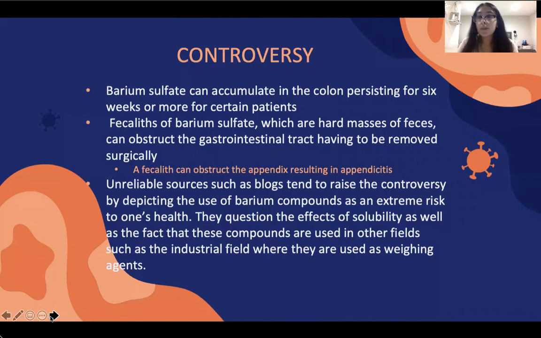I mention 2 examples of the extremes that this medication can lead to. It can accumulate in the colon for 6 weeks or more for elderly patients or patients with colon problems. This is very frightening since the substance should not be in your body for that amount of time. Another example is that it can create phagocytes, which are hard masses of feces, and they obstruct the gastrointestinal tract and have to be removed surgically. For example, they can obstruct the appendix, causing it to burst, resulting in appendicitis.